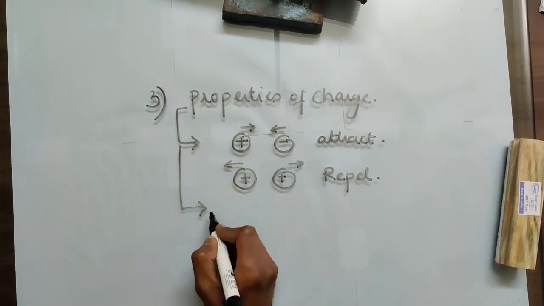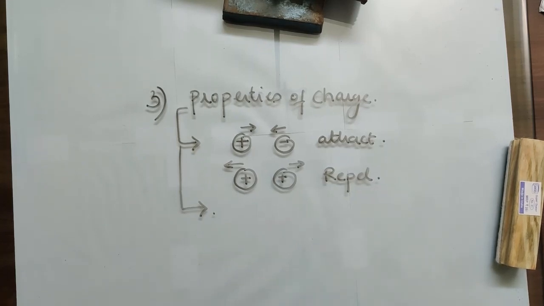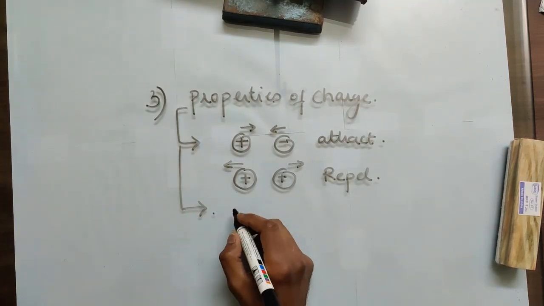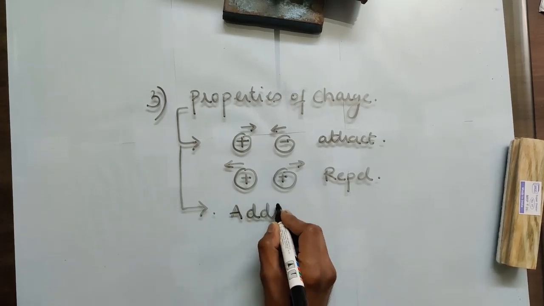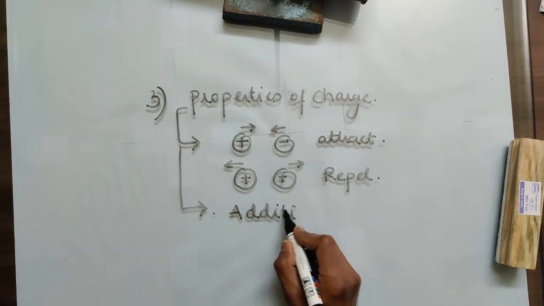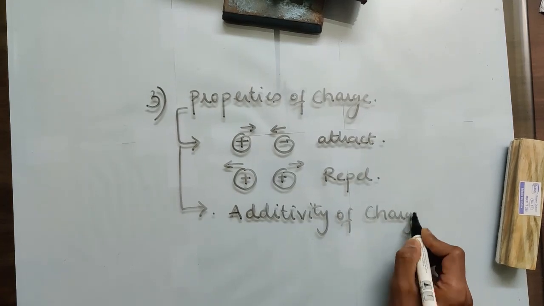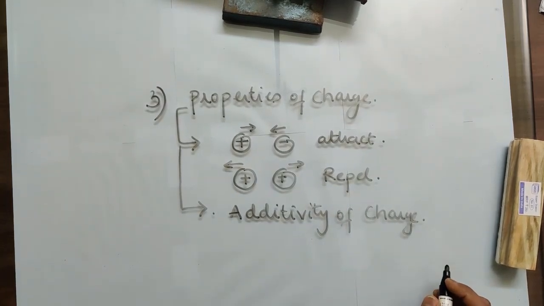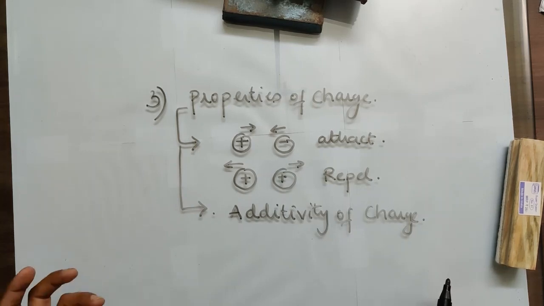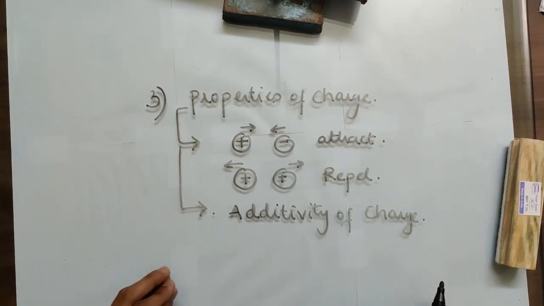Second, charge also shows additive nature. So our second property is additivity of charge. Additivity of charge is a property by virtue of which the total charge of a system is obtained simply by adding algebraically all the charges present anywhere on the system.